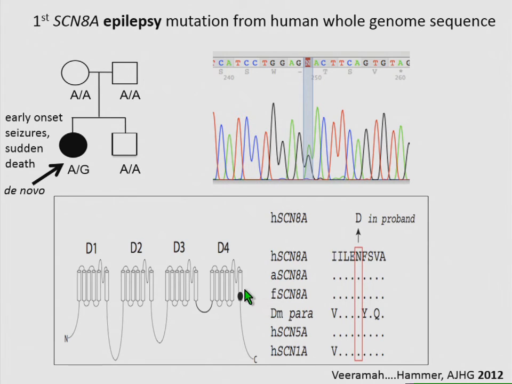And this caused a substitution at the end of the last transmembrane domain, a substitution of aspartate instead of asparagine. And if you look through the evolutionary comparisons, you can see this is an invariant residue in the reptiles, fish, and the invertebrate channel, as well as the other human paralogs. So there's reason to believe this would have a profound effect on the channel.